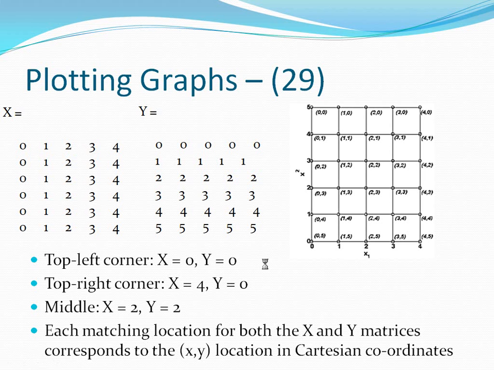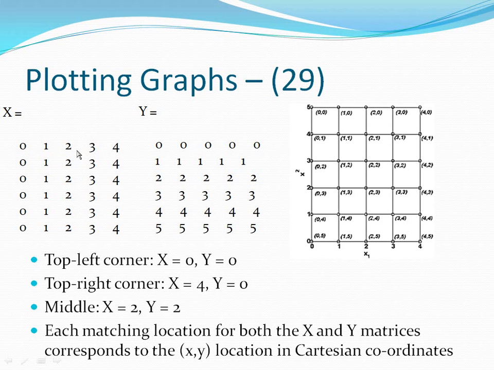So the top left corner, the x coordinate is 0 and the y coordinate is 0. And the corresponding elements in the x and y will tell you that the x coordinate is 0 and the y coordinate is 0. If I wanted this location here, this is 2, 1. So x is this way, y is, okay, I'm sorry, forget about that.